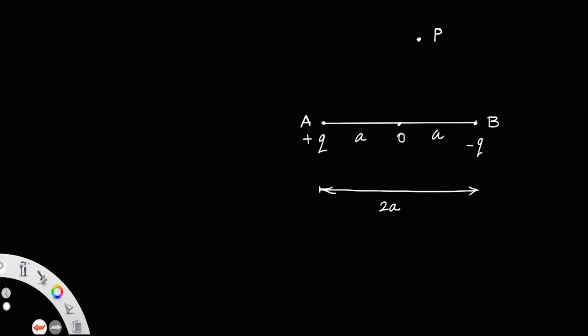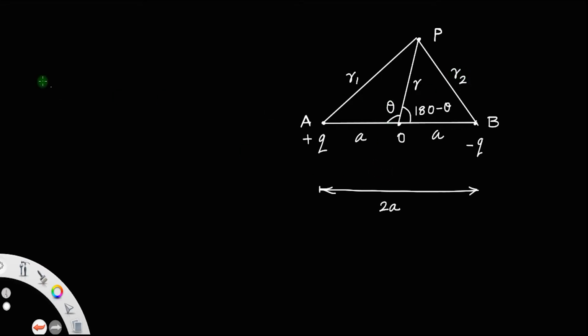For that, let us join the point P and the center of the dipole O. Also, let us join AP and BP. Clear? Let us assume this angle is theta, so that this angle will be 180 minus theta because they form a linear pair. Let's call this distance OP equal to r, AP as r1 and PB as r2.